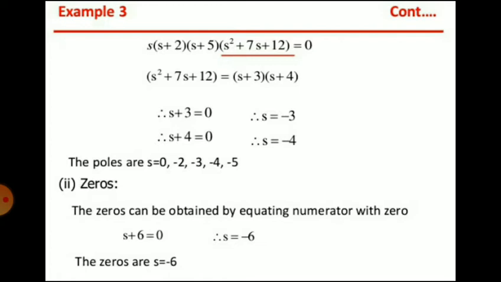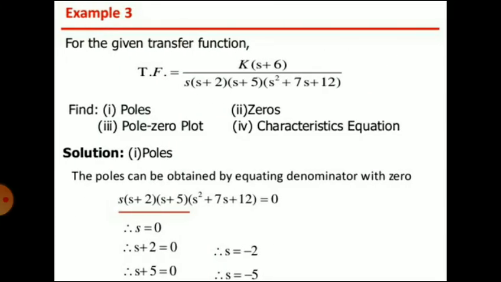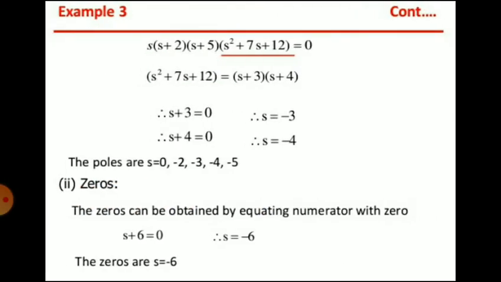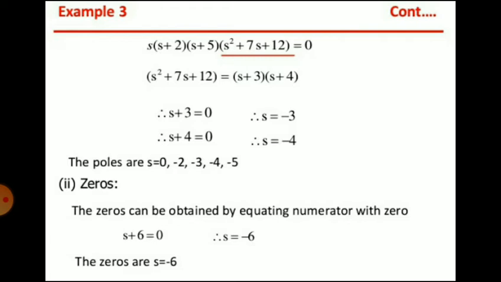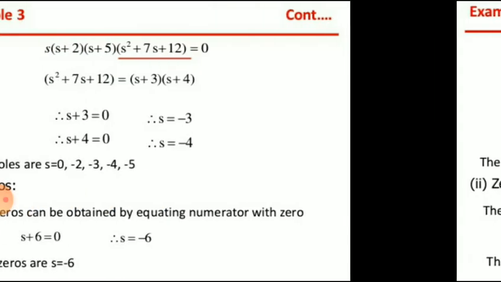Combining all the poles, the poles are s equals 0, minus 2, minus 5, minus 3 and minus 4. So these are the poles. Now find out the zeros. Zeros can be obtained by equating the numerator with 0. The numerator is s plus 6, so s plus 6 equals 0, so s equals minus 6. So the zero is s equals minus 6. All the roots for the poles and zeros are real, so you have to show these poles and zeros on the real axis.